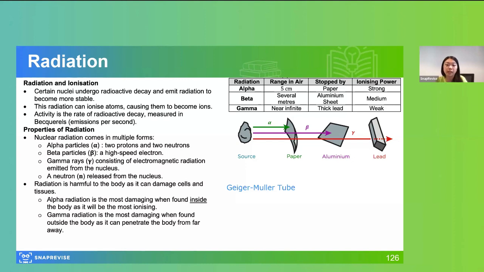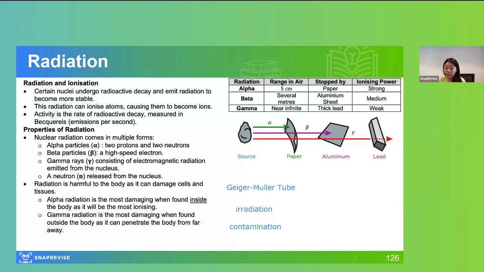So why am I mentioning all of this? It's because there are two terms that you need to know about: irradiation, which is the first one, and contamination. Irradiation is when you are exposed to radiation. It's not inside you, you haven't ingested it, but you've exposed yourself to radioactive material.